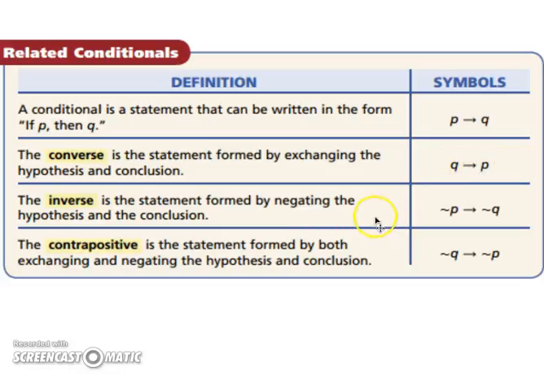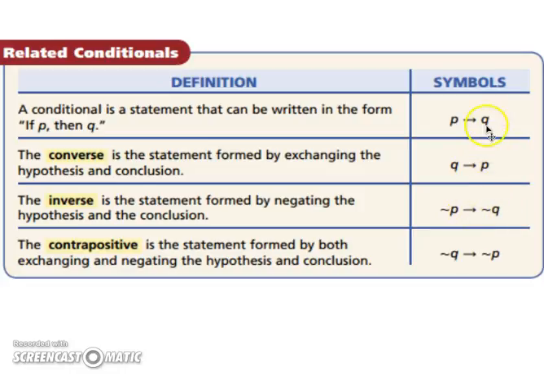Now this is when your negations start happening. You have the inverse. The inverse is the statement formed by negating your hypothesis and conclusion. It's in the same order as your conditional statement. So if not P, then not Q.